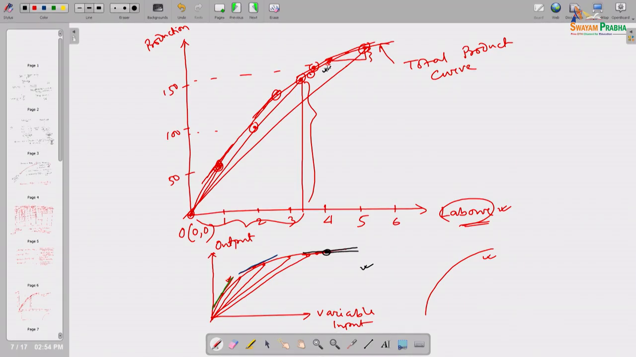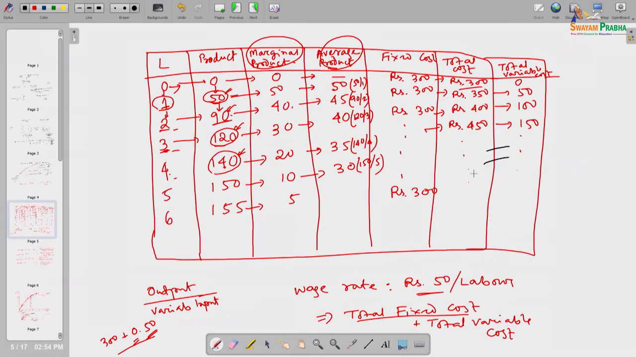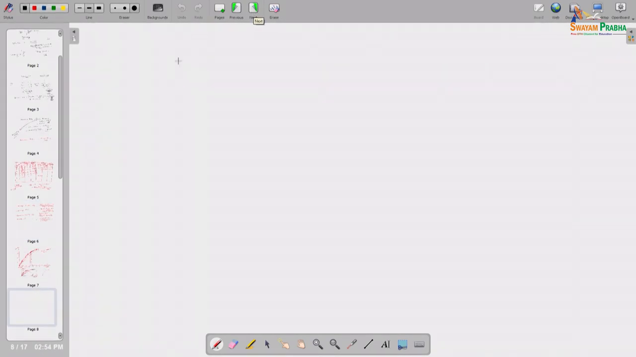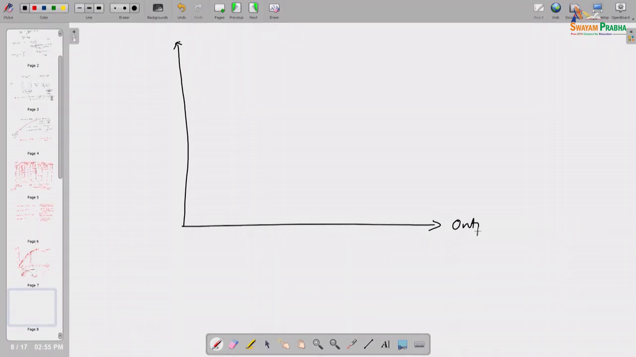Through this total product curve, we are trying to capture the knowledge level, the technology using which this entrepreneur is converting variable input into output. And in this table we also demonstrated different costs. So, if you plot those costs, how will it go? Let us take another new diagram. If we plot those costs, for cost we will always measure output on the horizontal axis and total cost on the vertical axis.